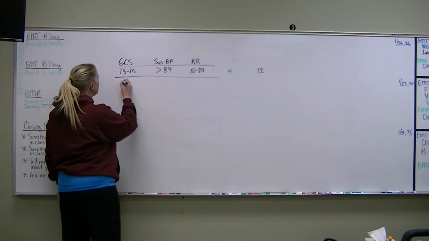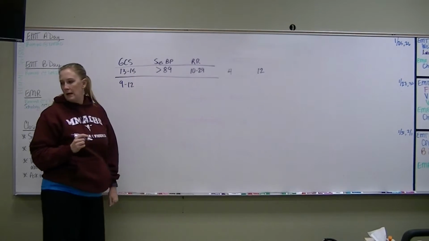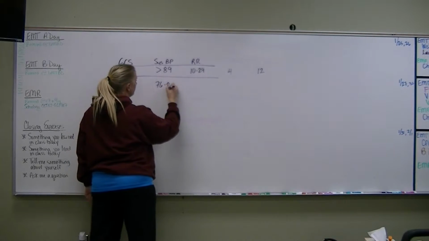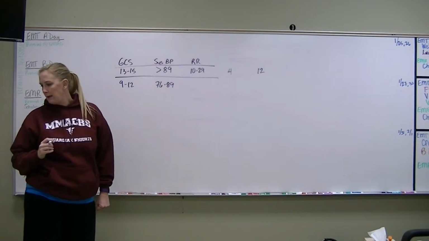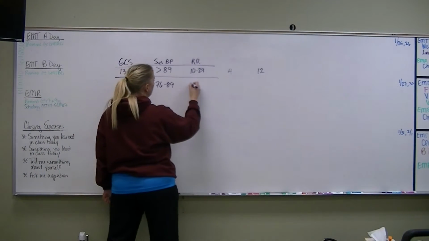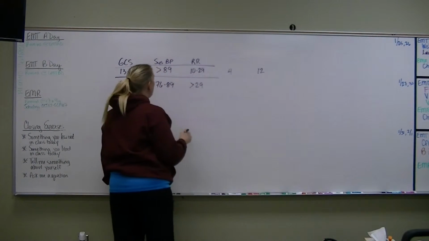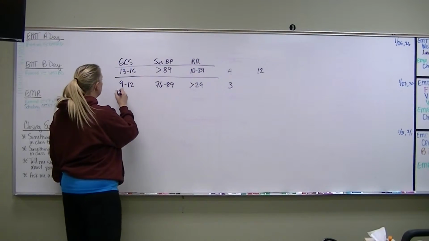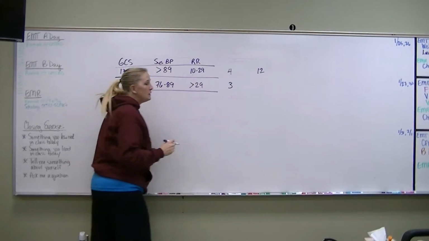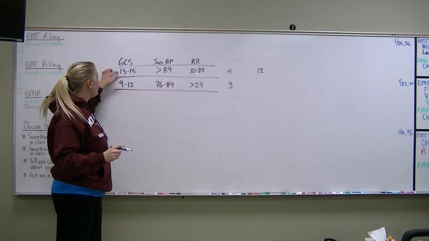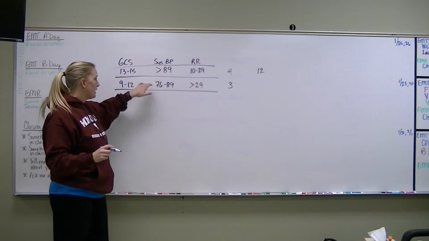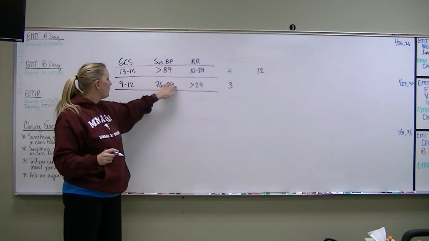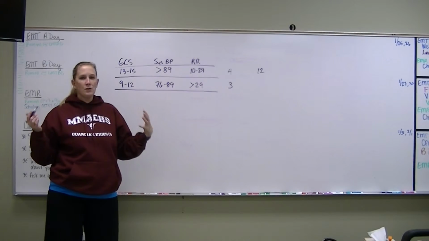Now, if their GCS is 9 to 12, if their systolic blood pressure is 76 to 89, and if their respiratory rate is greater than 29 breaths per minute, then they get a score of 3, and they can get a score of 3 in each of these categories. So if they have a GCS of 13, their systolic blood pressure is 80, and their respiratory rate is 20, they're going to have 4, 3, 4. So they would have a revised trauma score of 11.